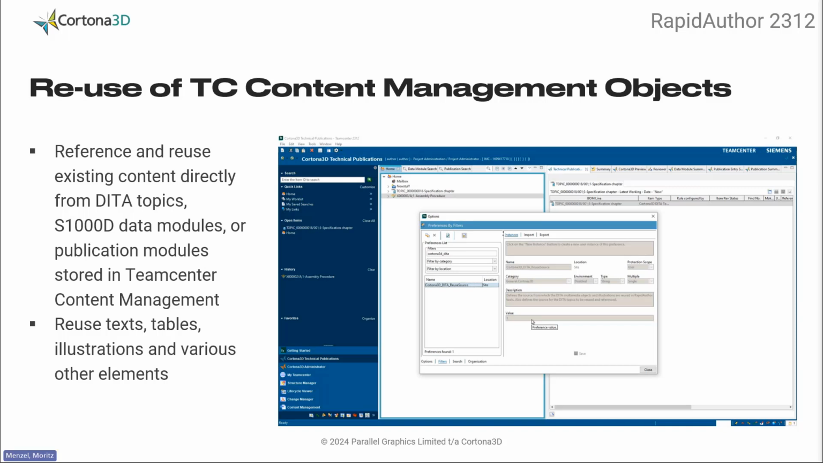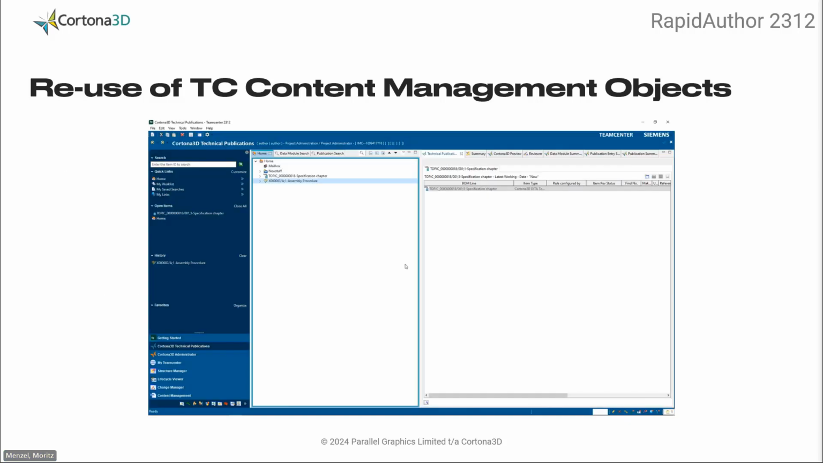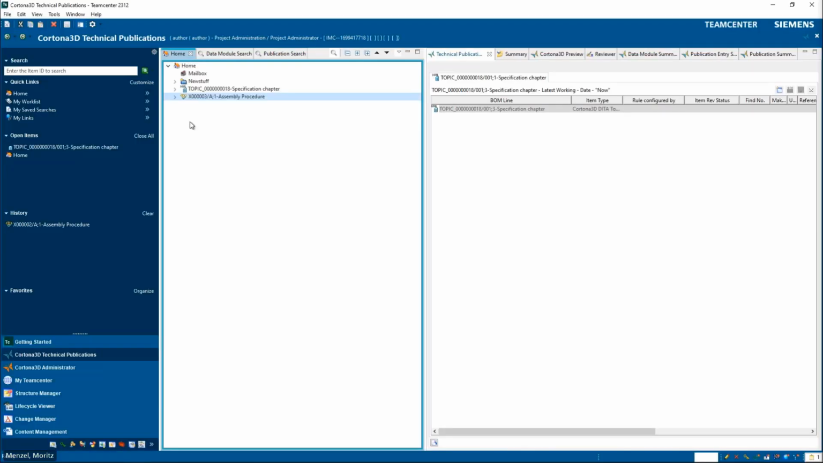This expansion goes beyond just RapidAuthor items and includes the ability to reference or reuse raw S1000D or Editor items stored directly in Teamcenter Content Management. And this not only includes paragraphs of text or tables, but also extends to illustrations and various other elements. Let me just quickly show you how that works.